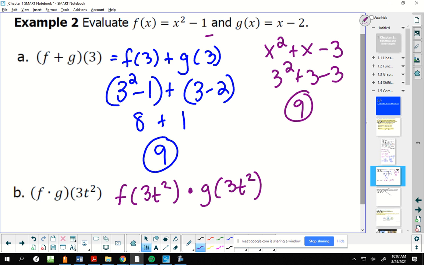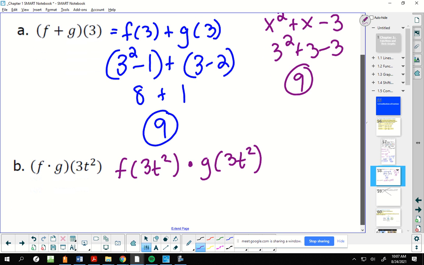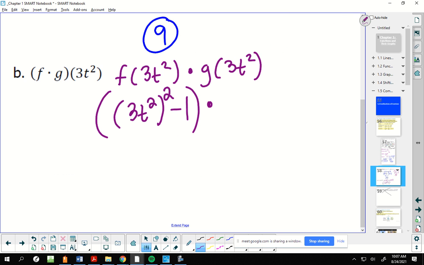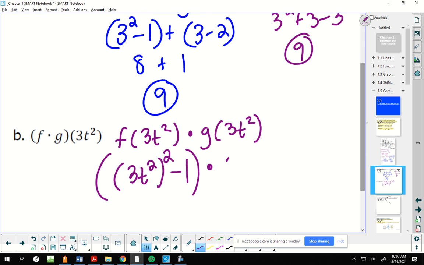However, this typically just tends to be more work. Okay, but you can do it. Okay, I think it's just a little less work this way. So you could do either way, just so you guys know. So let's plug in 3t squared, and then that's squared minus 1 times, I'll just put that in, you can separate them, and then g of 3t squared. So that's 3t squared minus 2.